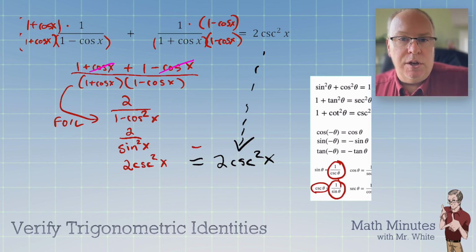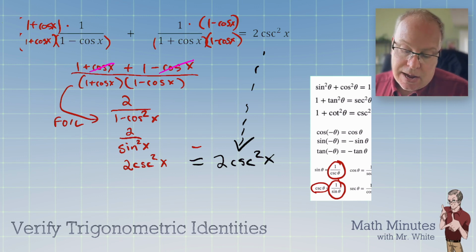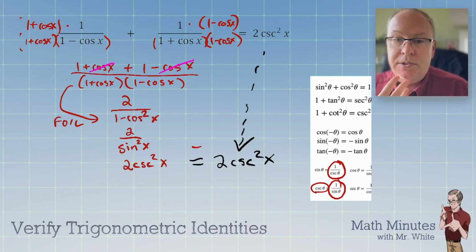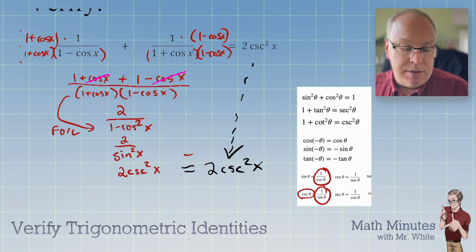So I wanted you to see an example where I had to really do a lot of work on one side. I had to add the two fractions. Once again, we ended up with that 1 minus cosine squared, and that helped a lot.